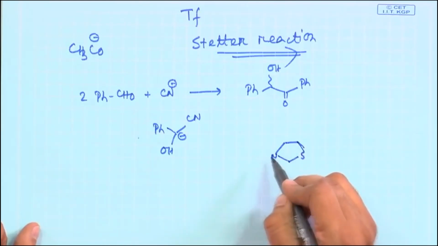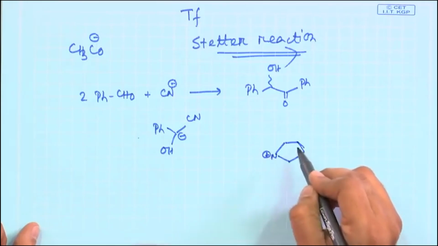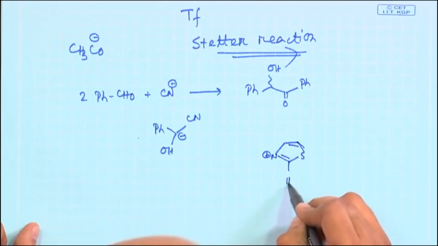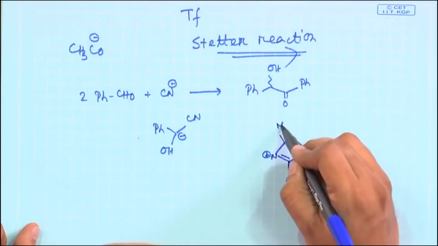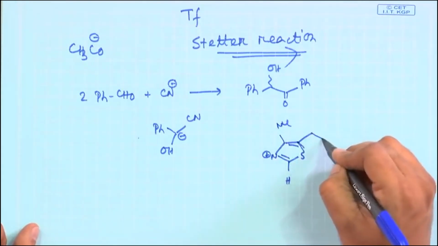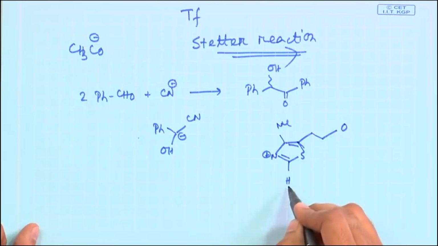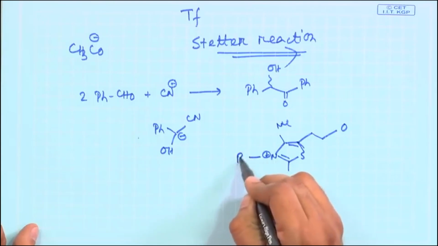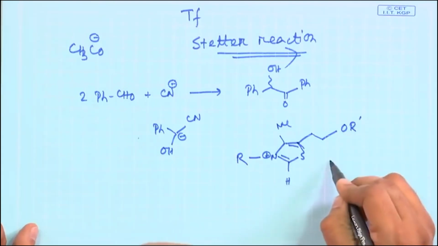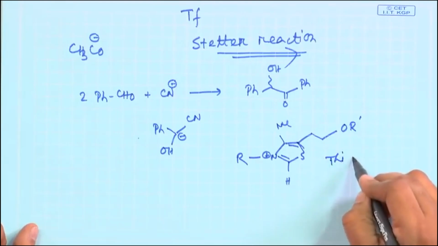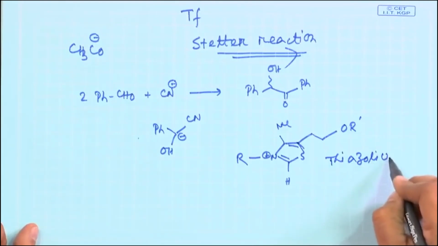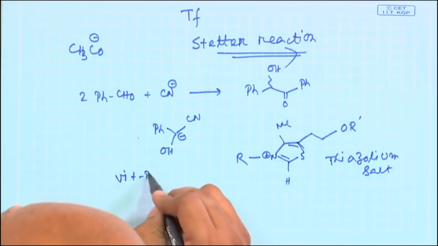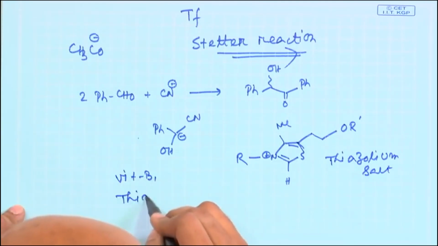Now, this is a thiazolium nucleus where nitrogen and sulfur are present, and you are basically having an acidic hydrogen in this portion, which is flanked by nitrogen and sulfur. Now, this kind of species are basically named as thiazolium salts. They are commercially available. Now, vitamin B1, its name is thiamine pyrophosphate.